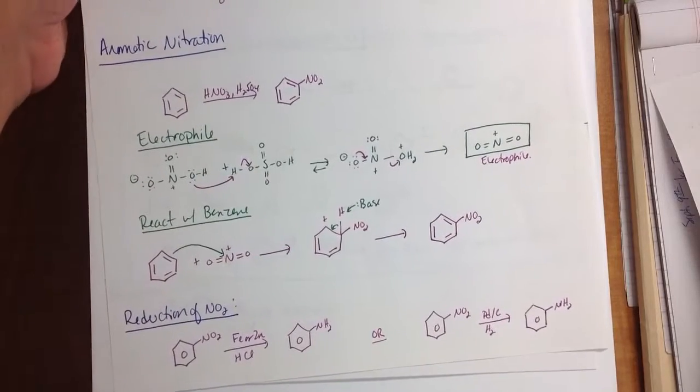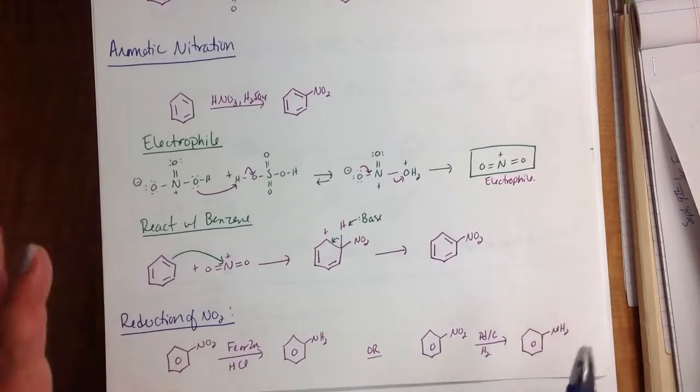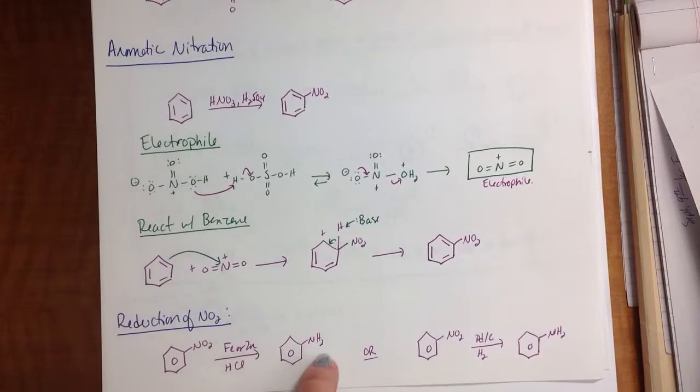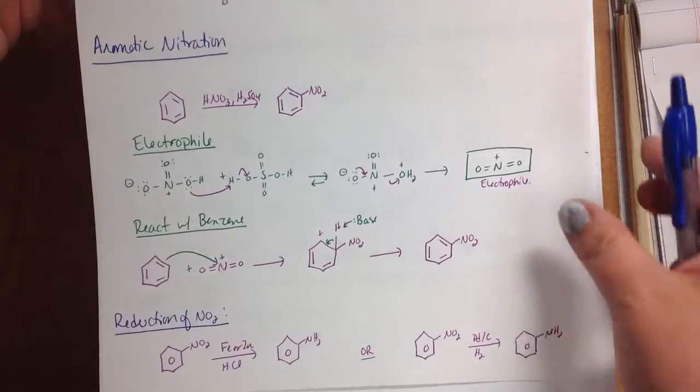Now, cool thing, once you have that NO2, then you can reduce it. So you can use Fe or Zn with HCl to do that, or you can just use our standard palladium on carbon to do that. Okay.